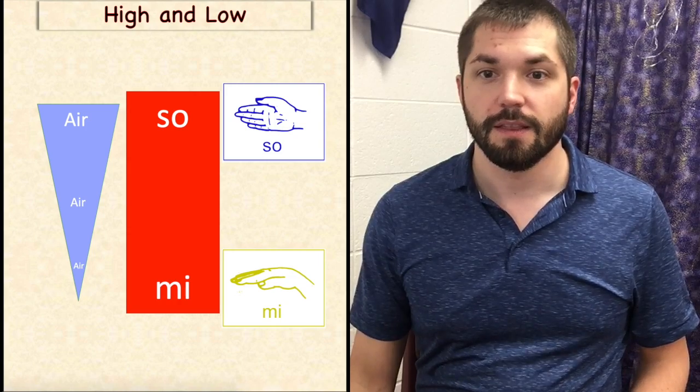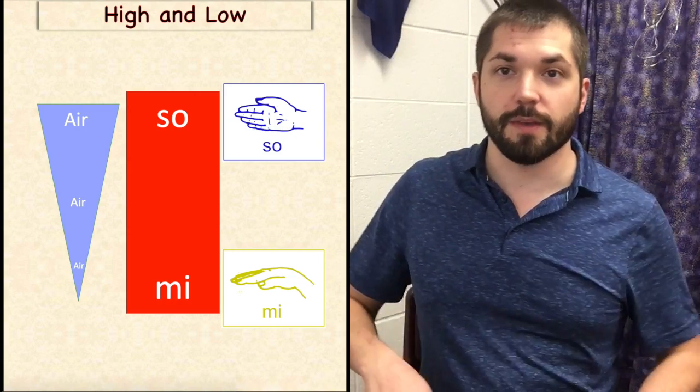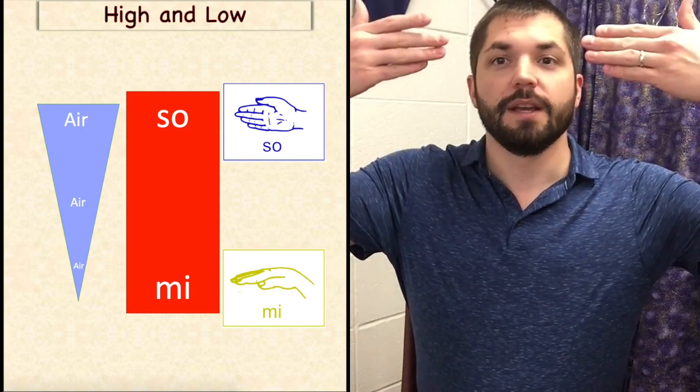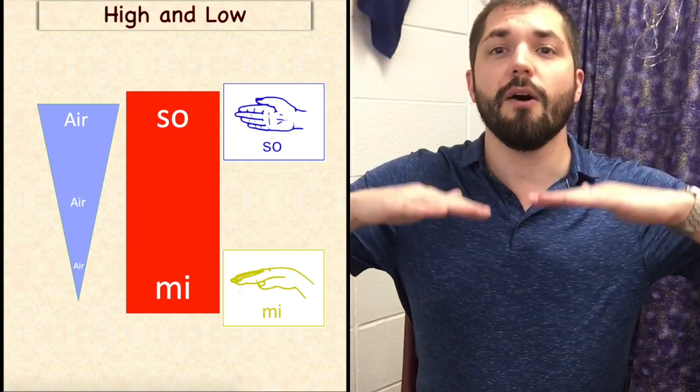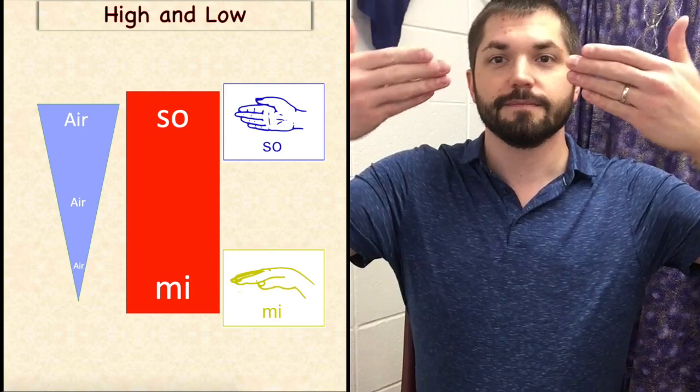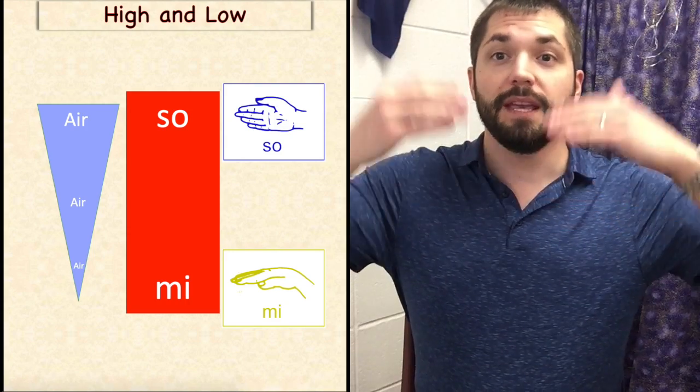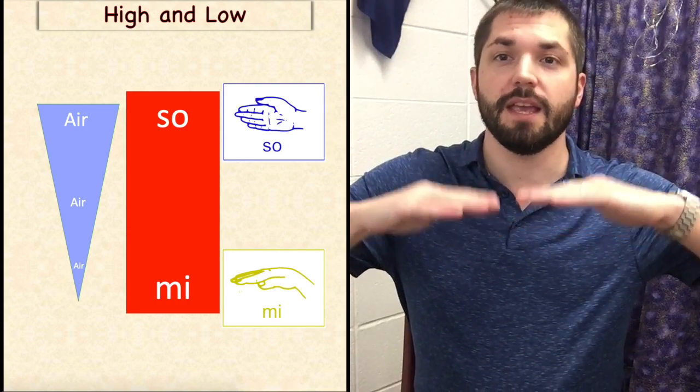Okay, but we already said that we know that our high note is so and our low note is mi. There they are in our hand signs. So let's try them with their names again. How about so, so, so, mi? Or mi, so, mi, mi.